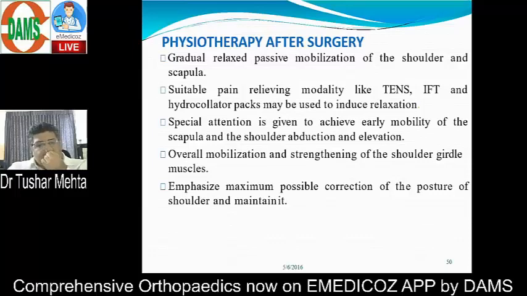I'm not a very big fan of them. I would say that gradual, passive, relaxed mobilization is the key, and gradual abduction of the shoulder and elevation of the shoulder, one should work on it. And then posture correction is very important.